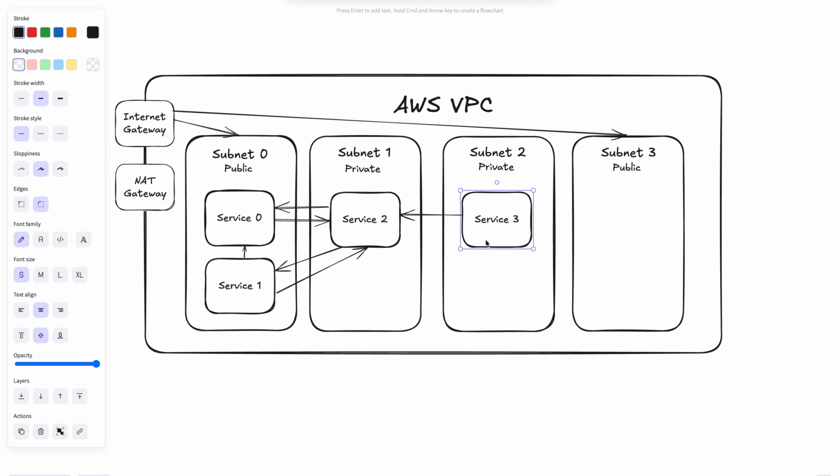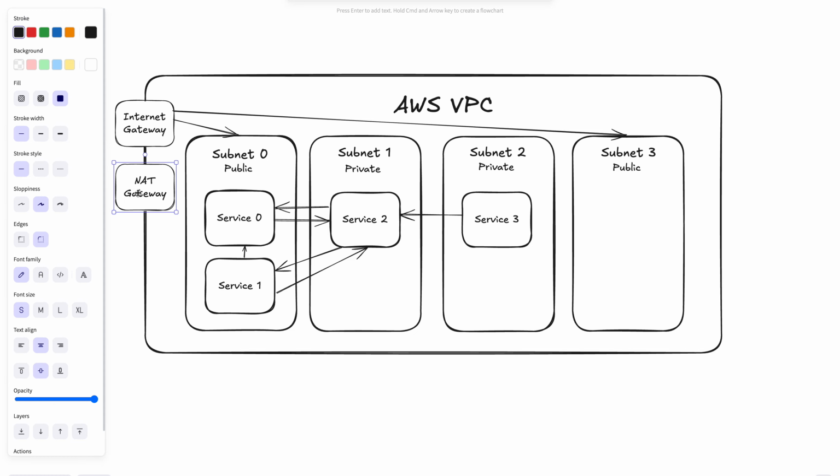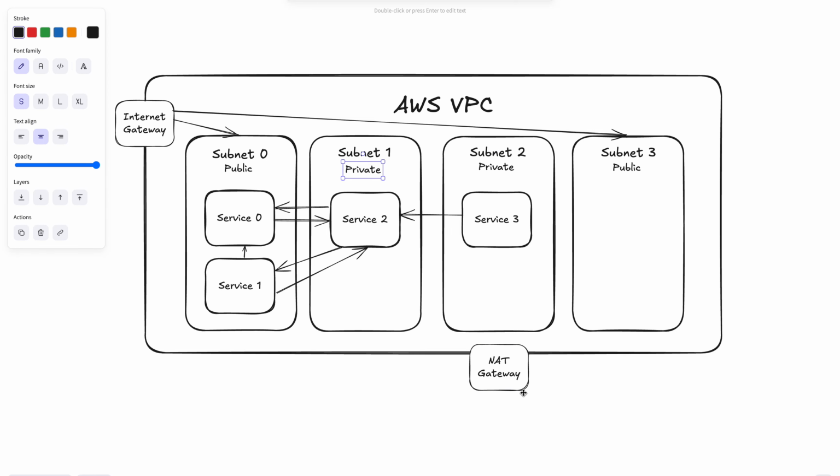So let's say we want to go to an external API and fetch some data from there. So our service needs to be able to access the internet, while it should not be able to be accessed from the internet. For that reason, we need something called a NAT gateway. I'll put it over here. This NAT gateway will allow our private subnets to access the internet.